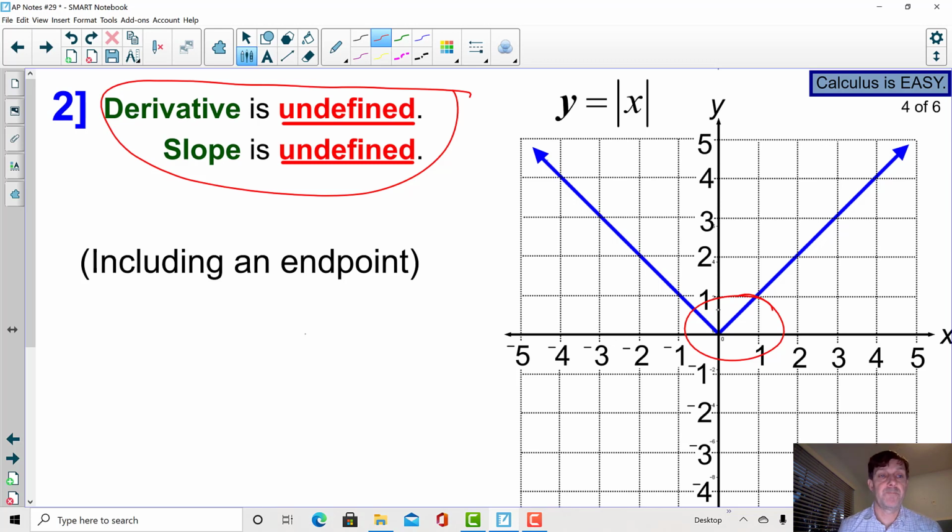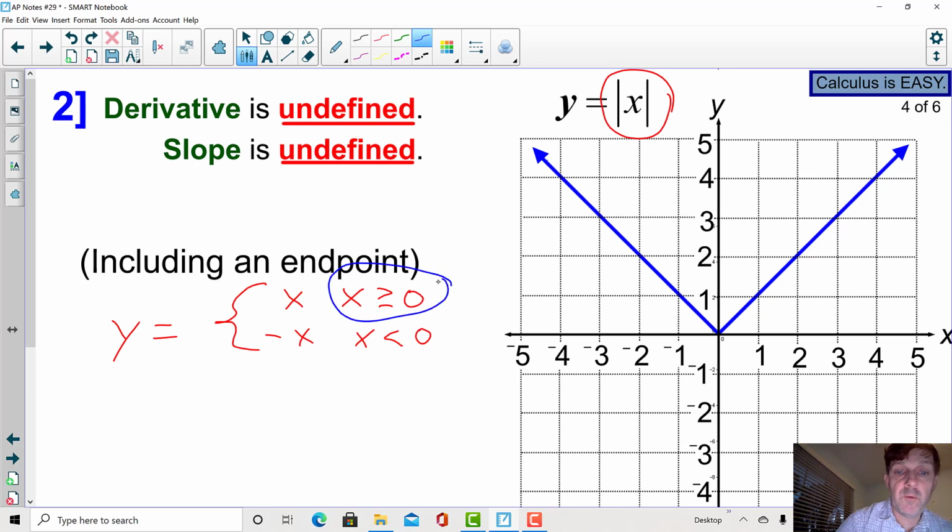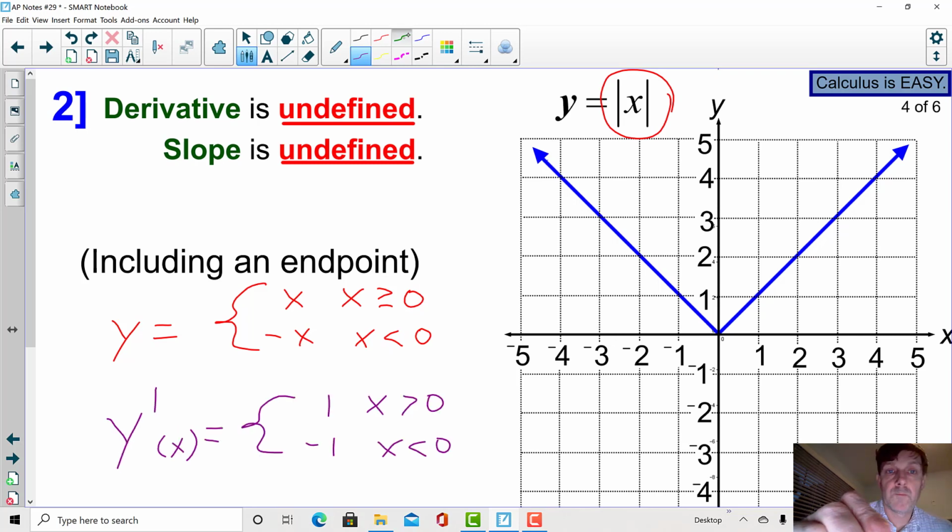Now, how would we do the derivative for the absolute value of x? Well, we would want to get rid of the absolute value. So I'm going to write a piecewise function to describe the absolute value of x. So I'm saying when x is greater than or equal to 0, it's just y equals x. And when x is less than 0, it's y equals negative x. Of course, the equal sign could go on either one of those. It doesn't matter. Now we'll have a piecewise derivative. You can see that when x is greater than 0, the slope is just positive 1.